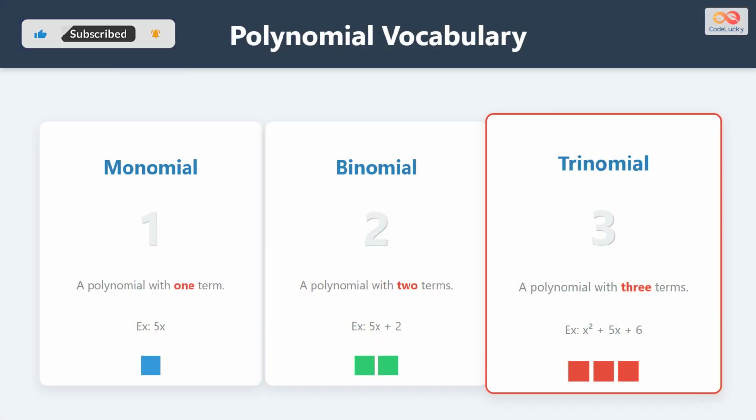To understand trinomials, we first need to look at the family of polynomials. The name gives away the number of terms. A monomial, like 5x, has just one term. A binomial, like 5x plus 2, has two terms. And the star of today's show, the trinomial, has exactly three terms, like x squared plus 5x plus 6. Think of a tricycle with three wheels.